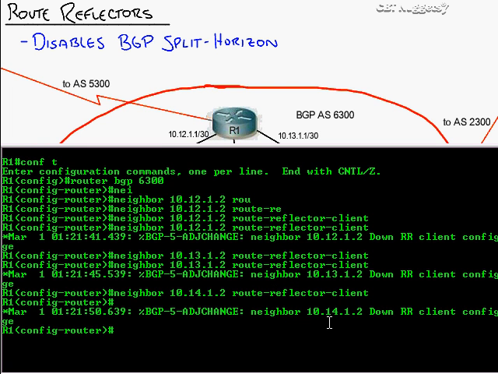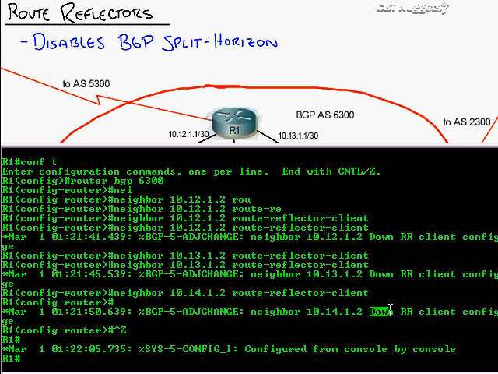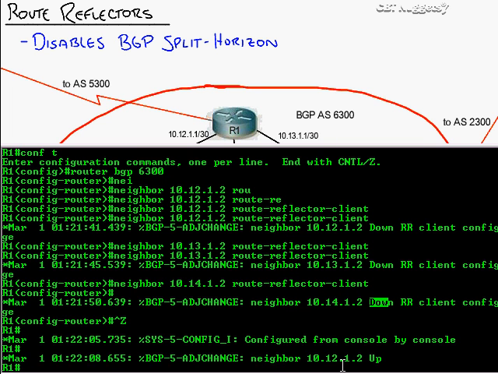Thankfully, you can see these neighbor relationships resetting in the background. We don't have to do a clear IP BGP star to clear out all the sessions after we make this change. It's going to do that for us. Now, as these neighbor relationships reform, you can see they're all down right now, but they will come back up. We will see the route reflecting take place.